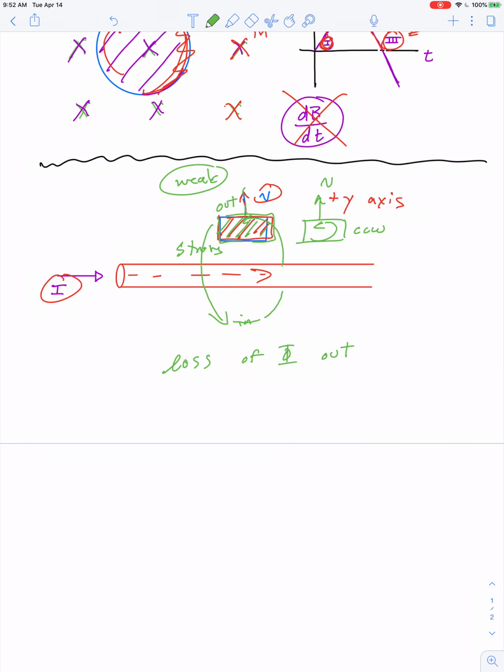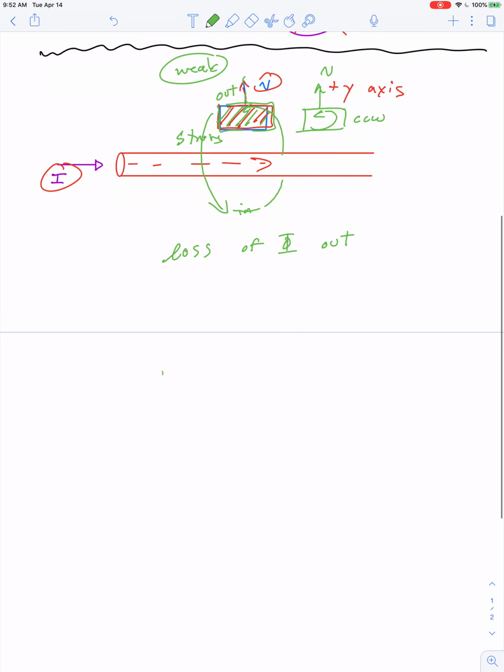Okay, so when we write Faraday's law, induced voltage is negative number of loops times rate of change of magnetic flux per loop. That negative sign is all about Lenz's law, and Lenz's law is used to try to come up with a rationale for the direction of the induced currents.